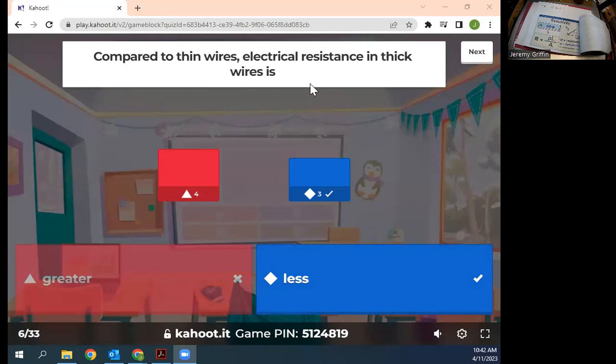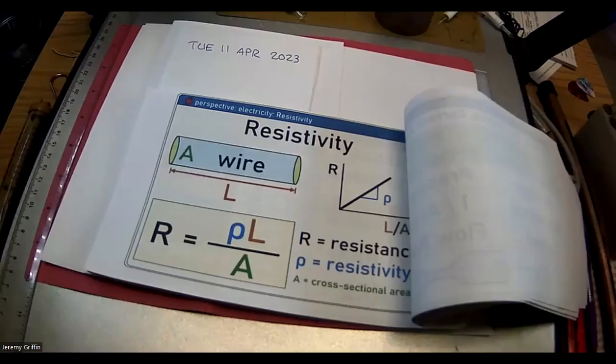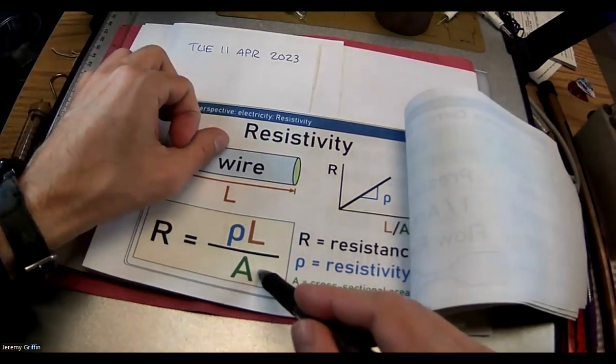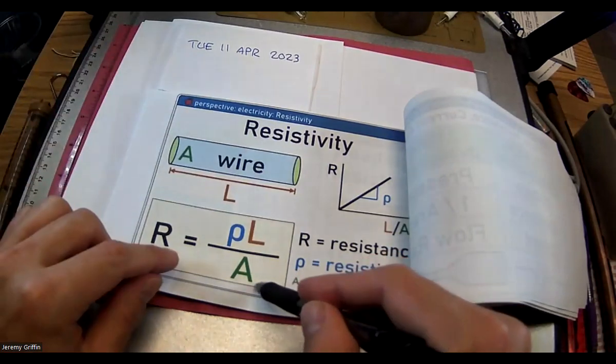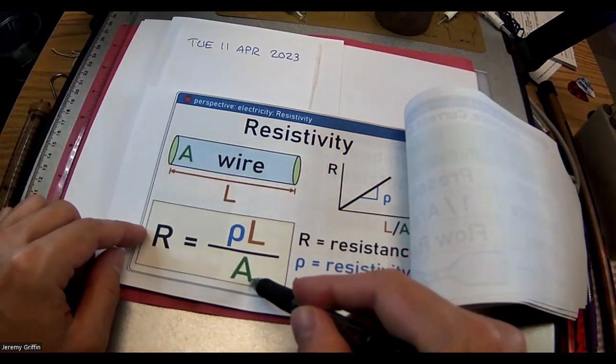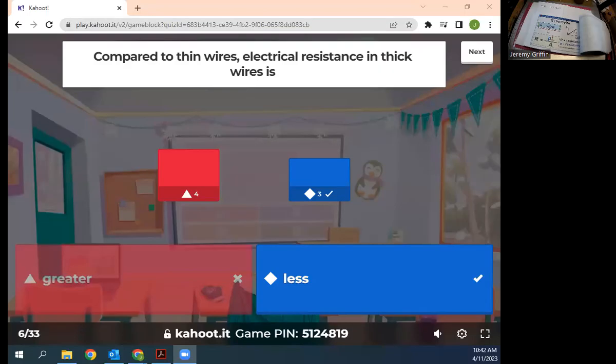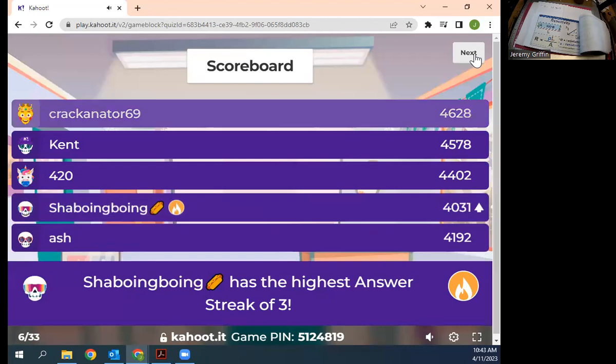Compared to thin wires, the electrical resistance in thick wires, I know you guys couldn't see the answer, but let me flip my screen over here and remind you how this works. If you have thick wires, wouldn't that be a huge cross-sectional area? Which means that thick wires have less resistance. And thin wires would have more resistance. It's harder to push electricity through a thin wire than a thick wire. Thick wire, it's kind of easy. So thick wires have less resistance.